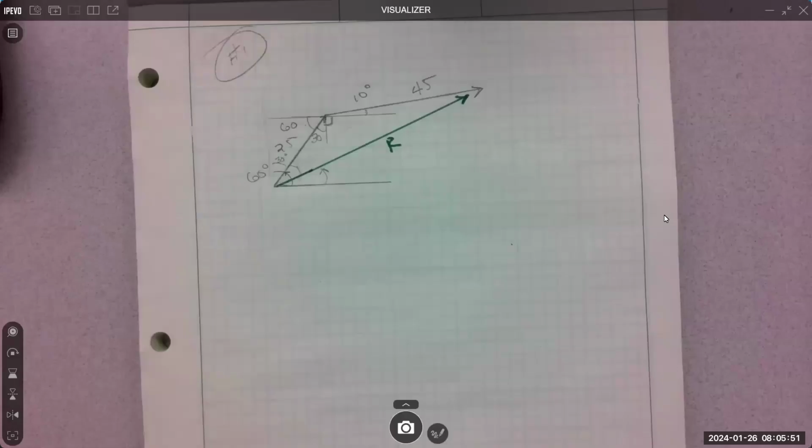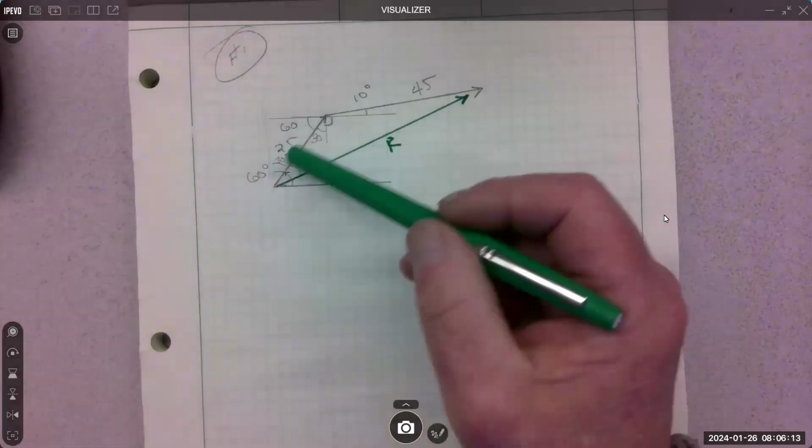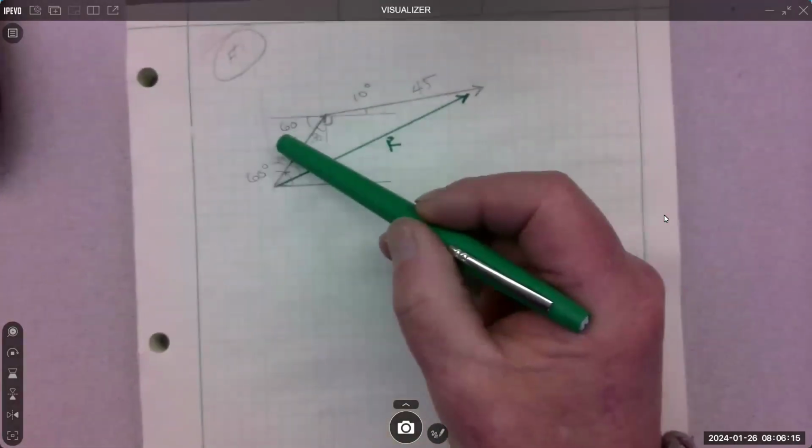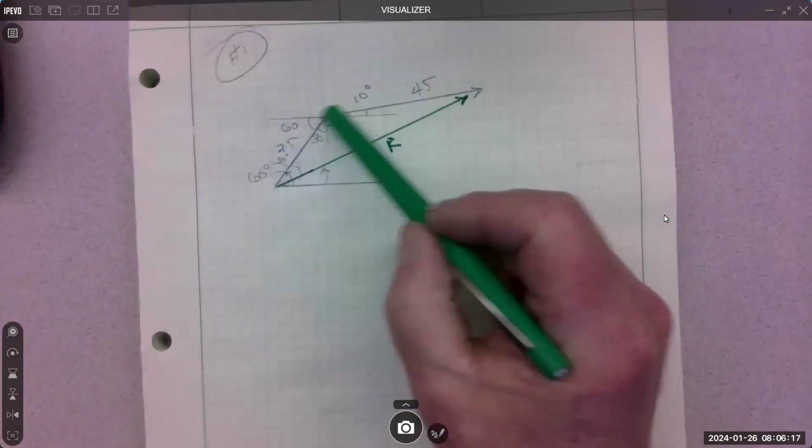Number 1 says, determine the magnitude, direction, and sense of the resultant for the coplanar concurrent force system shown. Use the parallelogram law. Sketch the force triangle. So I took the two forces and added them together. Here's the first one, 25, and here's the second one, 45.